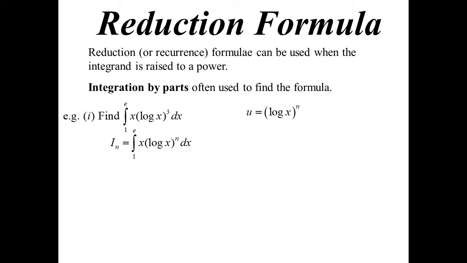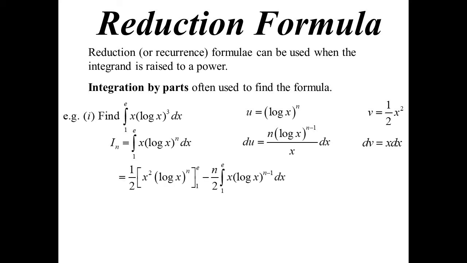If I do it by parts, u becomes (log x)^n, so du is n (log x)^(n-1) over x. dv is x, so v is a half x squared. So we get uv, half of x squared (log x)^n, minus the integral of v du, so n on 2, x (log x)^(n-1).